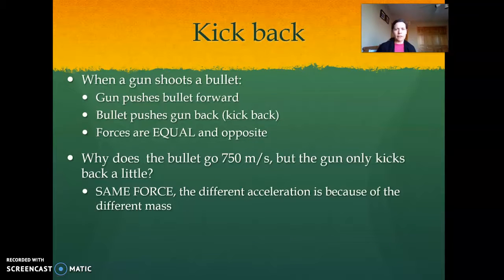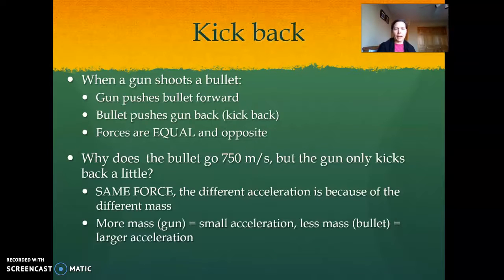Same force, the different acceleration is because of the different mass. The bullet is tiny. The gun is relatively big compared to the bullet. So the gun with the big mass is going to have a small acceleration. The bullet with the tiny mass is going to have a big acceleration. Same force, different acceleration.